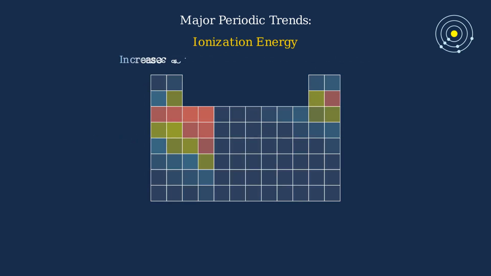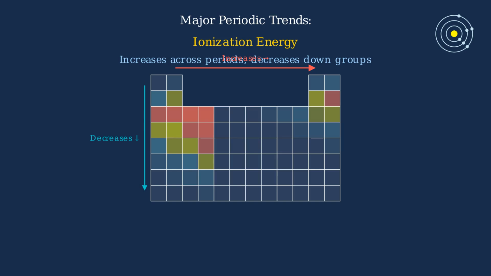Ionization energy is the energy required to remove an electron from an atom. It increases from left to right across a period as the effective nuclear charge increases. Down a group, ionization energy decreases as valence electrons are farther from the nucleus and more shielded by inner electrons.